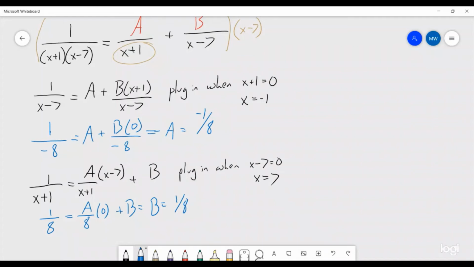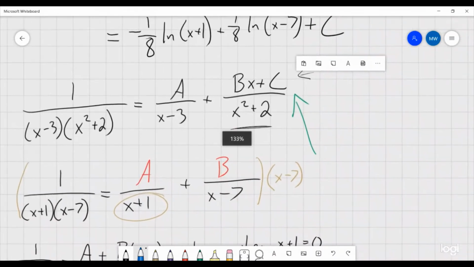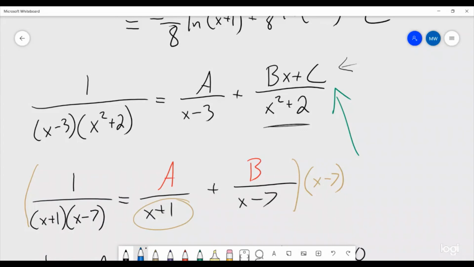Now, the reason that this method isn't going to work super great on this other problem, it would work to be able to solve for a. So we could solve for a by multiplying everything by x minus 3 and plugging in 3. However, it's not going to work for the other part because this denominator cannot be 0. So because it can't be 0, we can't use that method to solve that part.